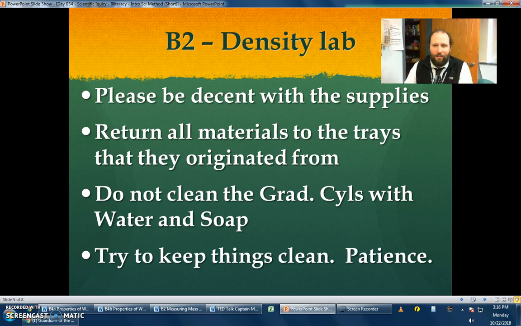Do not clean any of the graduated cylinders with water and soap that cross-contaminates, at which point the density measurements will be way off. And try to keep things as clean as possible. Be patient, and if need be, you are allowed to use one of the rags hanging from the sink spouts to go and maybe clean up some of the materials, some of the liquids that have maybe spilled or gotten a little sticky in the trays, okay? That is permitted. You can also clean the outsides of both graduated cylinders and beakers, but be careful not to let any of the fluids enter into those beakers, okay? So that takes care of the density lab.